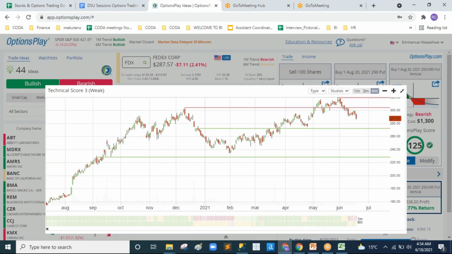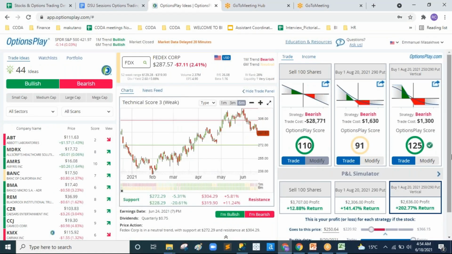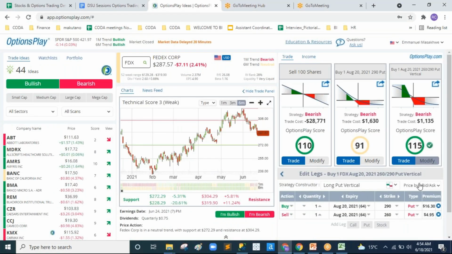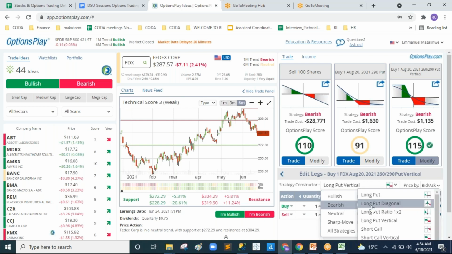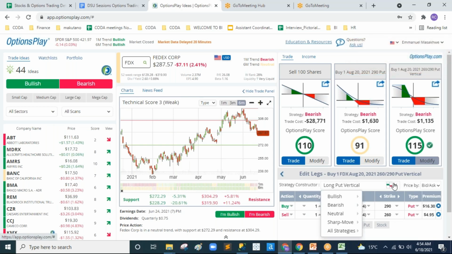So let's see if we need to make some changes. Here I'm going to modify this, changing the outlook to bearish. So bearish strategy, then I'm long put diagonal. Oh, that's how you need to choose it. Okay, not enough strike prices.